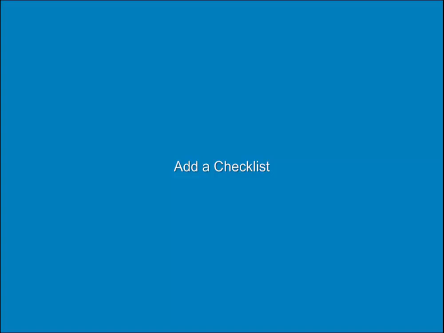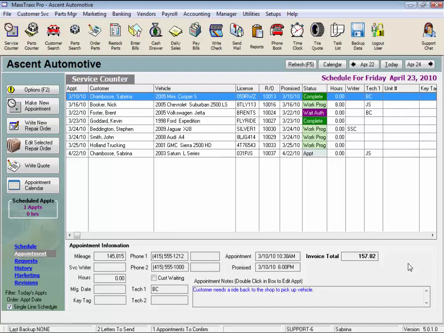Add a checklist. Checklists are selected from within a repair order, printed off, and filled out by the technician. And then the findings are entered in the computer, printed off for the customer, and stay attached to the RO for future reference.